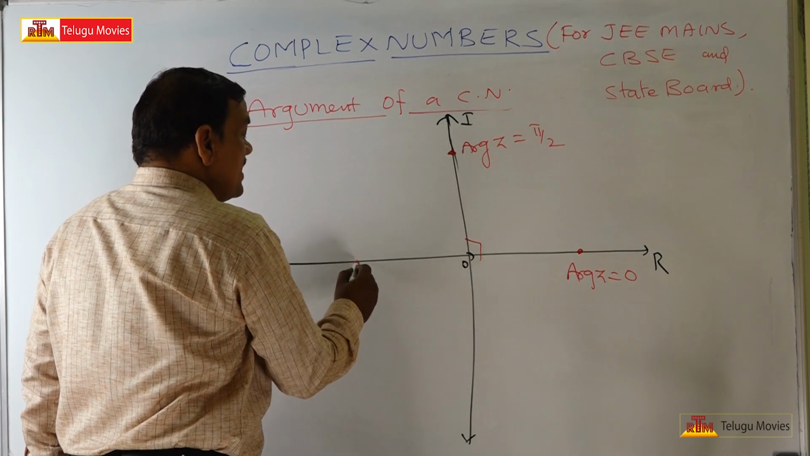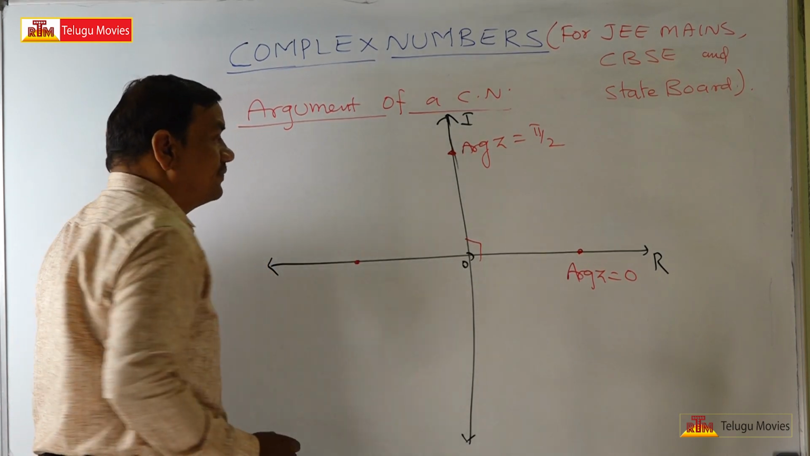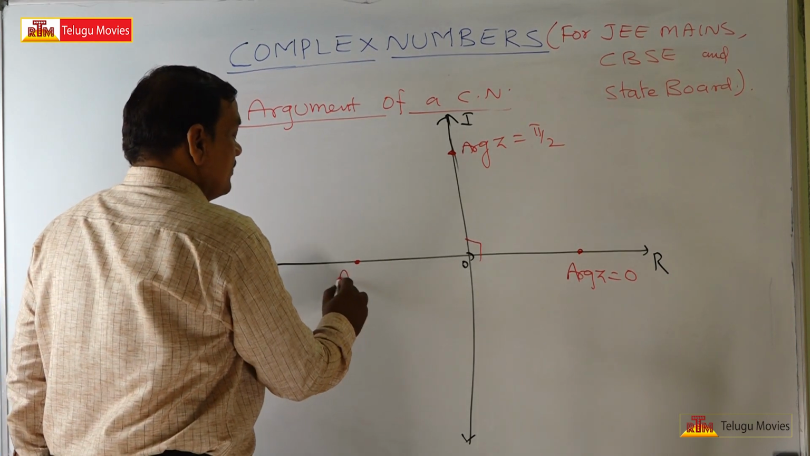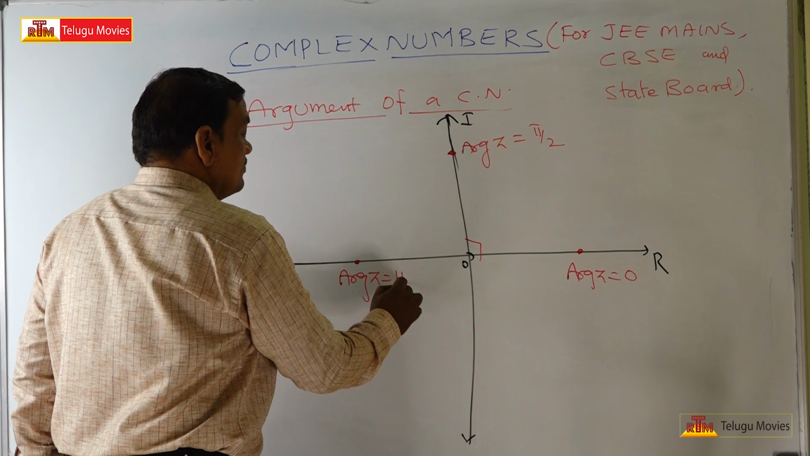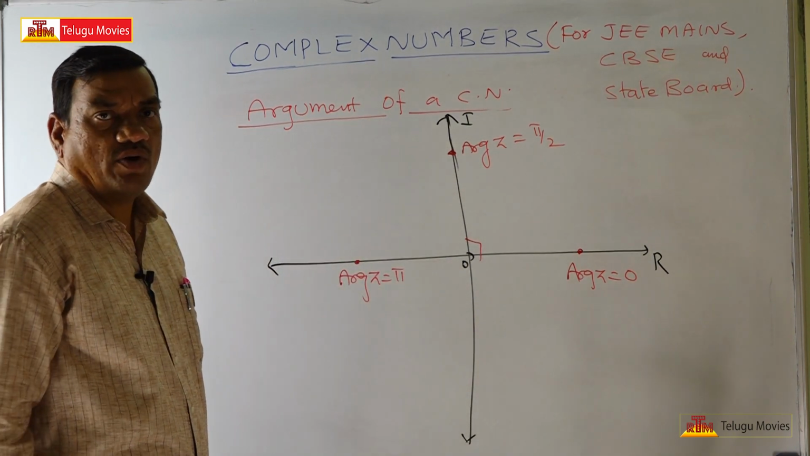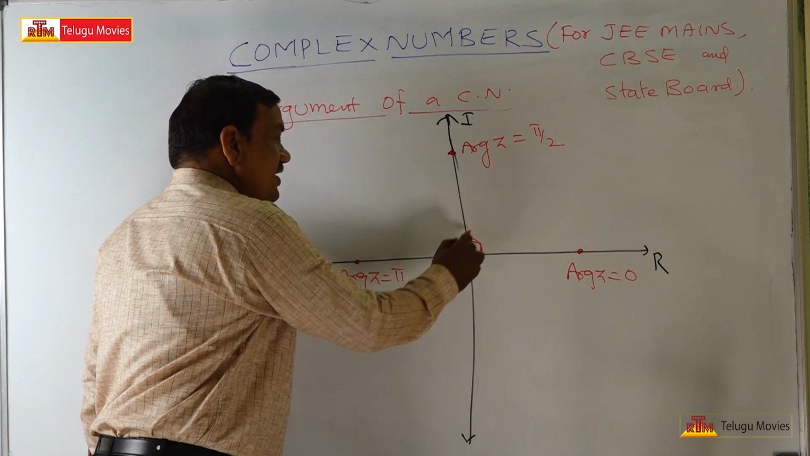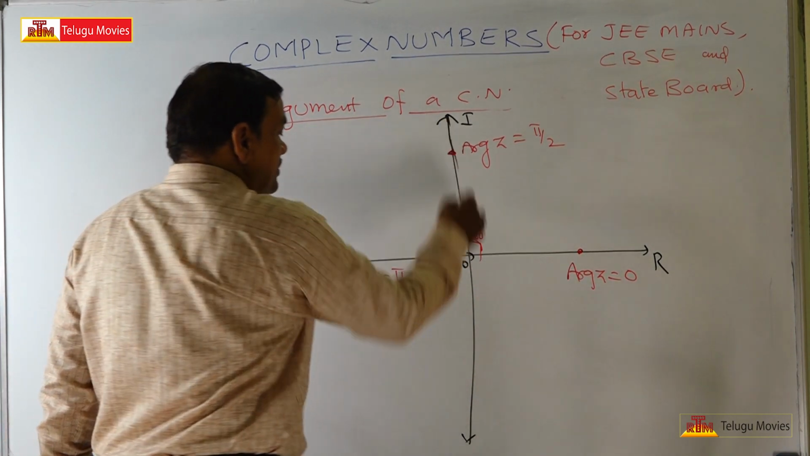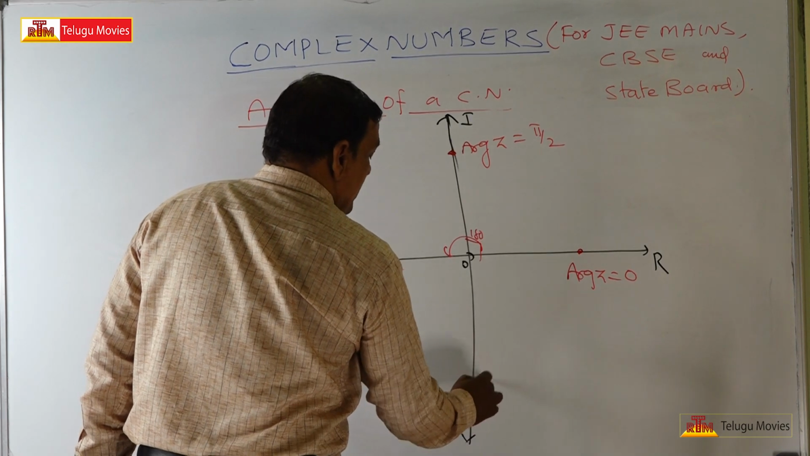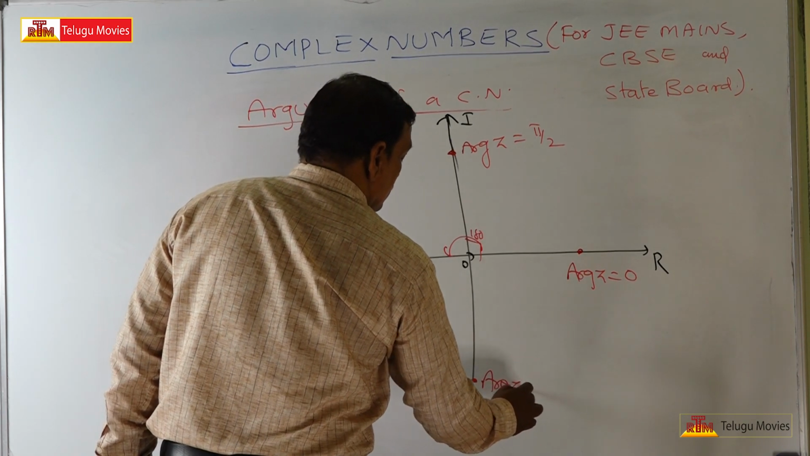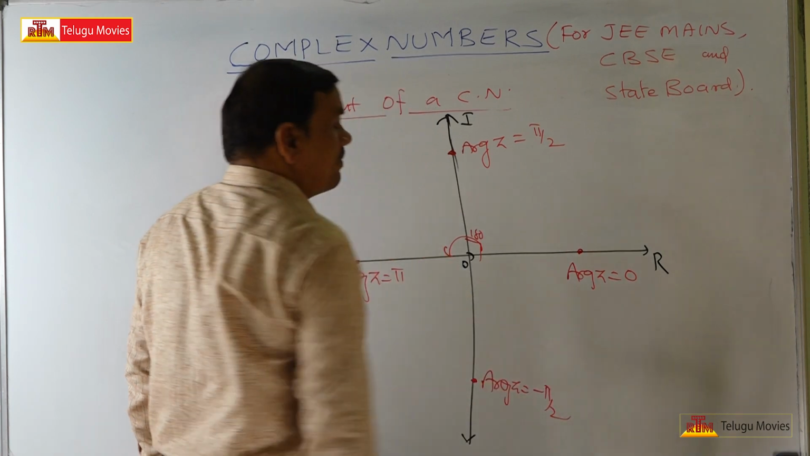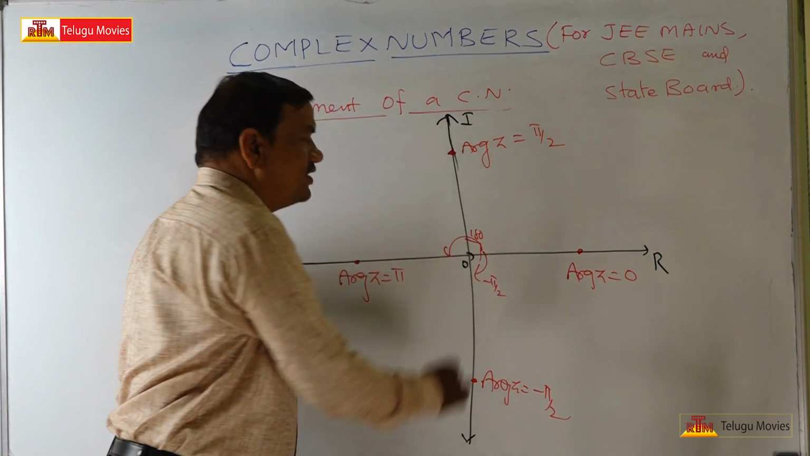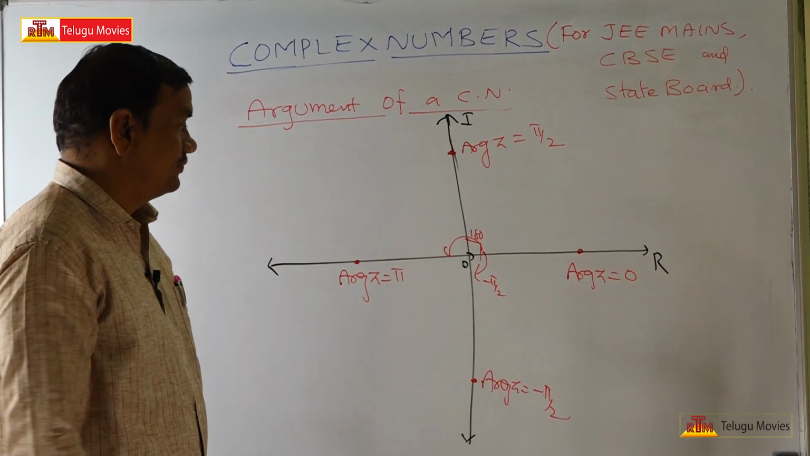If the complex number lies on the negative real axis, then its argument, the argument of z, is pi, 180 degrees. That means this angle is 180 degrees, right. If the complex number lies on the negative imaginary axis here, then its argument is minus pi by 2. So, if this is pi by 2, this is minus pi by 2, as you know. Up to that very clear.